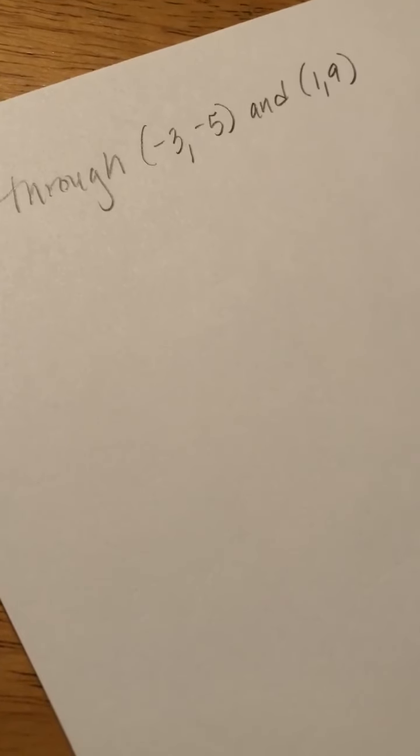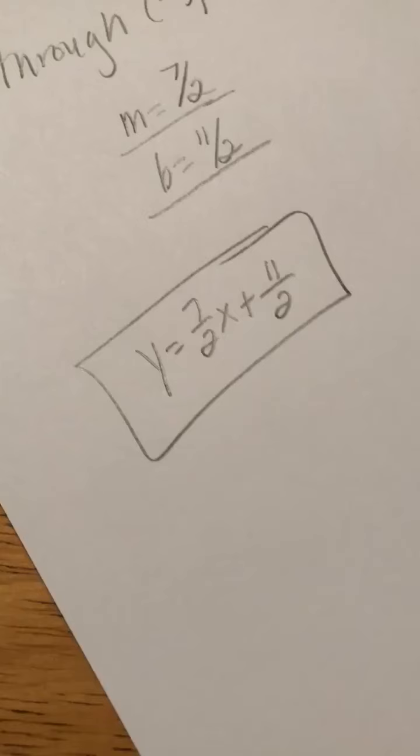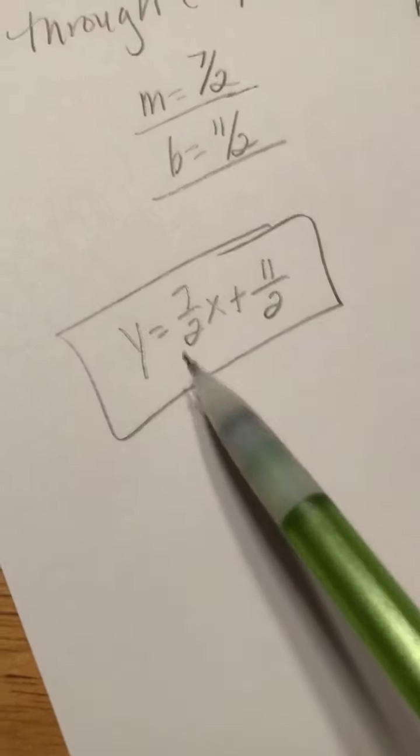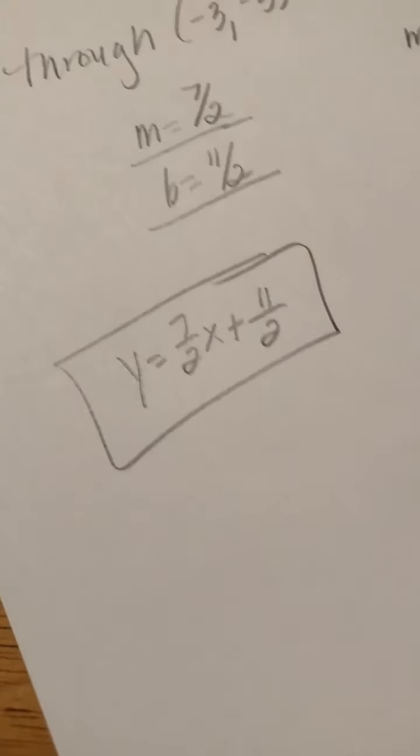So this time I'm going to say through the ordered pair -3, -5, and 1, 9. Okay, so there they are. Again, I'm going to let you set up your M equals, your B equals. I want you to find M, find B, and write out your equation. You will get a fraction for M and B here. It is okay. Work through it. Press pause now and we'll see if we get the same answer. Okay. All right. Did you get y equals 7/2 x plus 11/2? If you did, great. If you didn't, let's follow along.